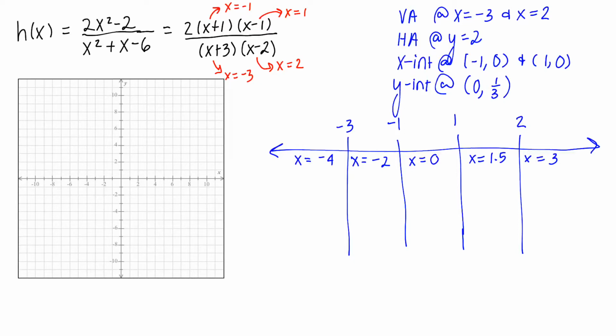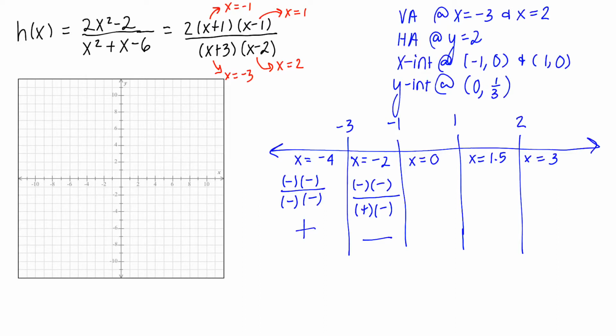So negative 4 plus 1 is negative. Negative 4 minus 1 is negative. Negative 4 plus 3 is negative. Negative 4 minus 2 is negative. 4 negatives make a positive. Negative 2 plus 1 is negative. Negative 2 minus 1 is negative. Negative 2 plus 3 is positive. Negative 2 minus 2 is negative. 3 negatives make it negative.